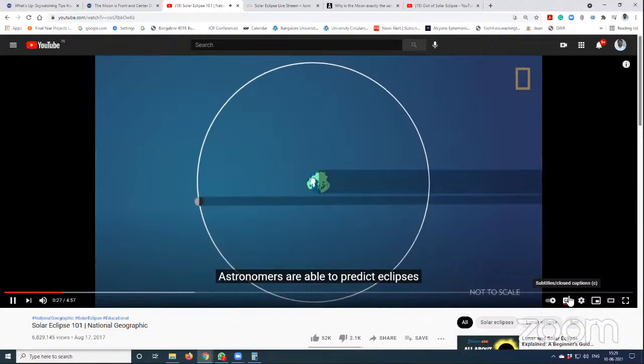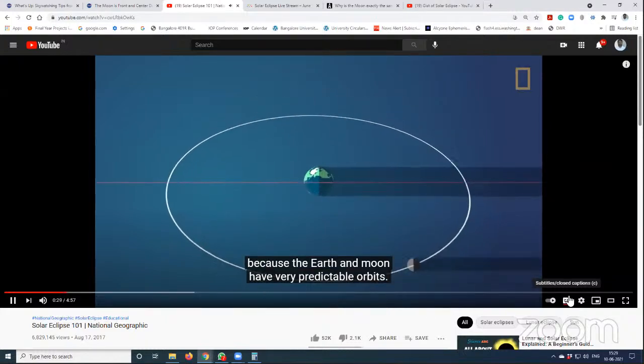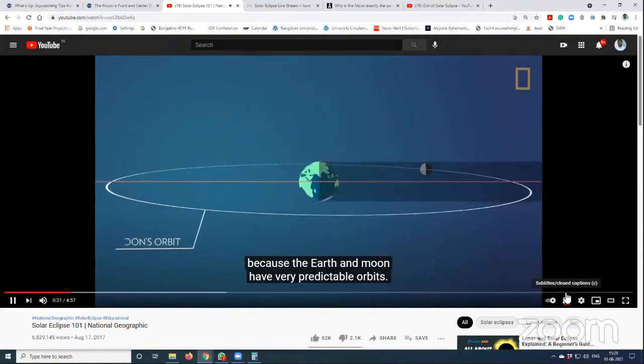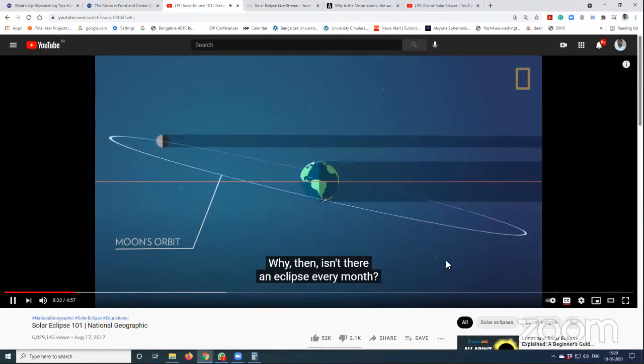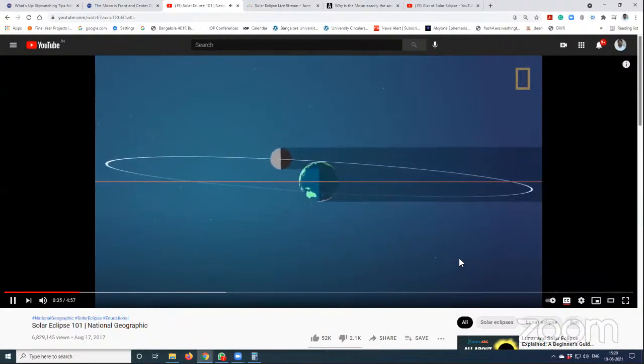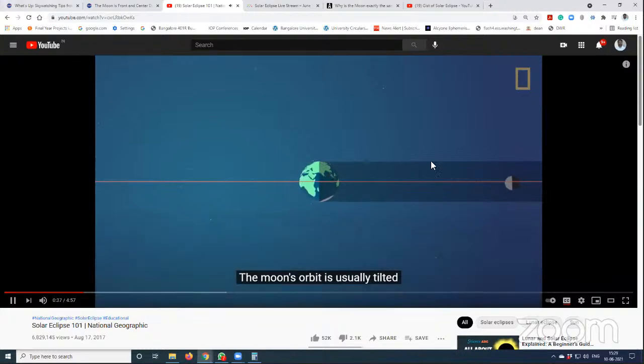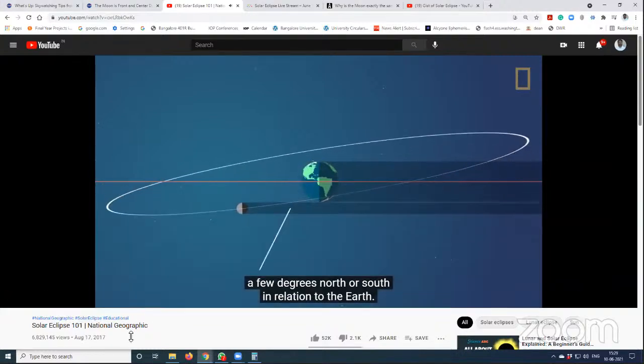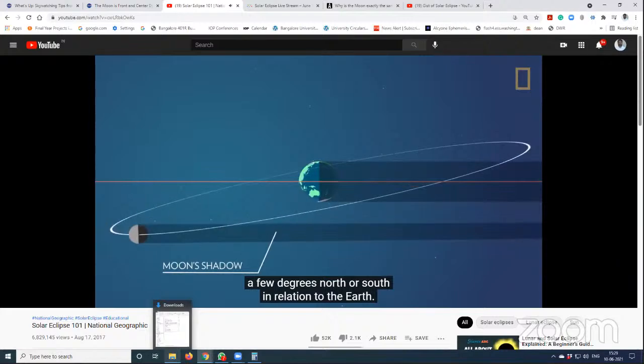Astronomers are able to predict eclipses because the Earth and Moon have very predictable orbits. Why then isn't there an eclipse every month? The Moon's orbit is usually tilted a few degrees north or south in relation to the Earth.